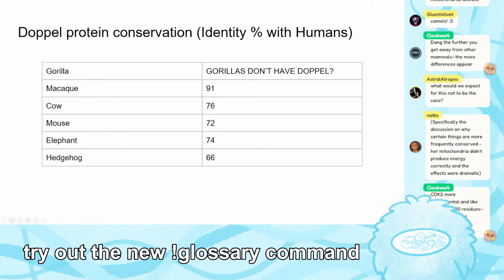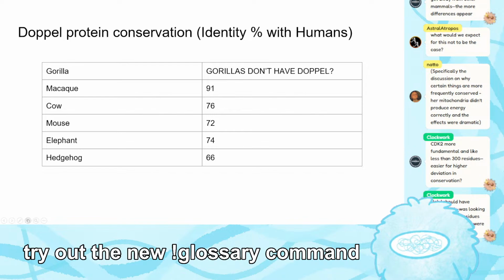And so to compare with another protein with less conservation, I chose to look at the Doppel protein. If you watched my Prion video, this is the doppelganger of the Prion gene. They share a common ancestor. It's likely that these arose from a gene duplication at some point during our evolution. And we actually see that, unlike the Prion protein, gorillas don't have Doppel. I think I found a paper that showed that for some reason gorillas just don't make this.